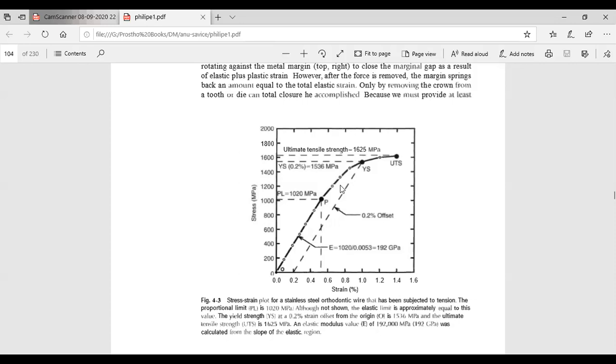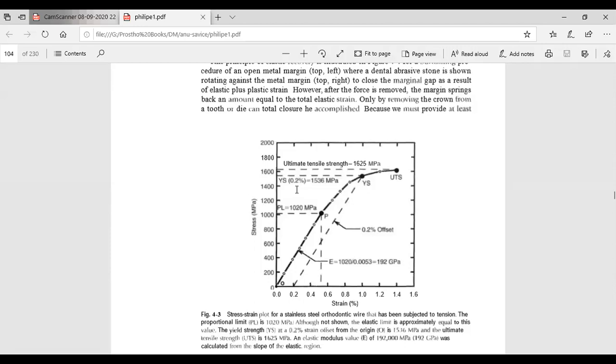If you see this graph, P is the proportionality limit, before which the material can come back to its original shape or form. You can bend it however you like and it returns to original without altering the properties of the material. So what is happening here is, if you take E, the proportionality limit is 1020. 1020 is the stress divided by the strain. You are getting the elastic modulus. That is your proportionality limit or elastic modulus.